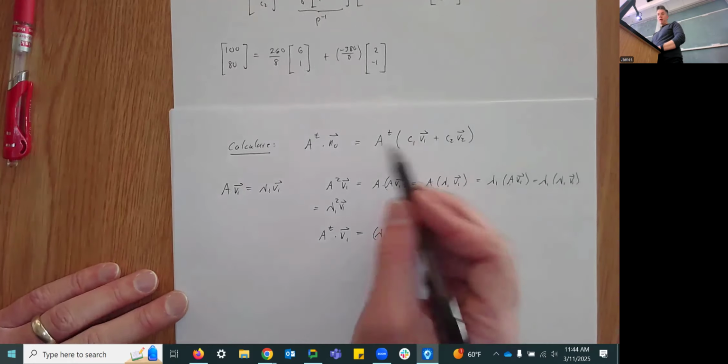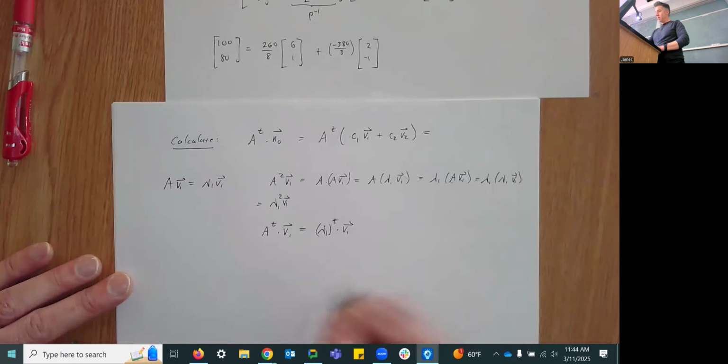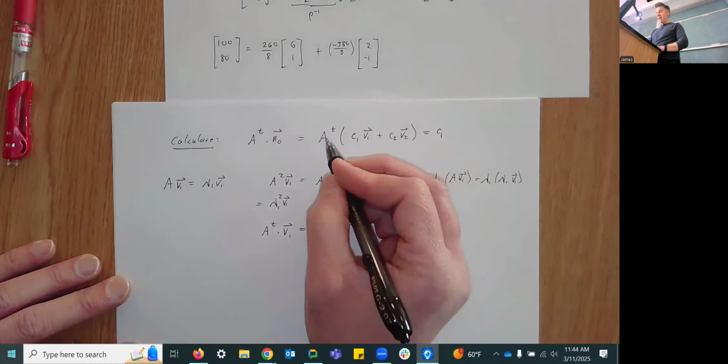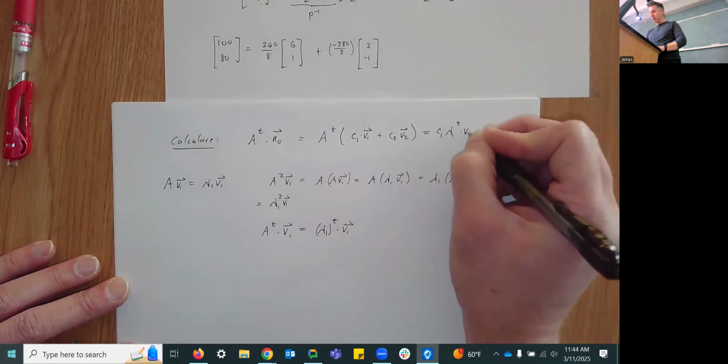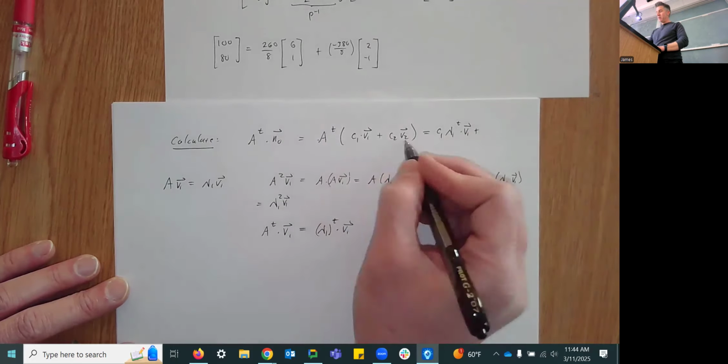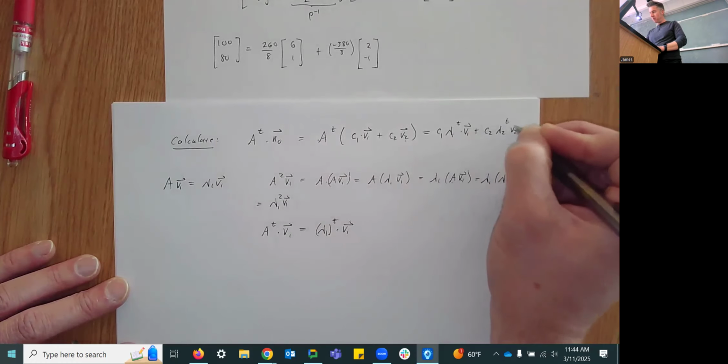So here's what's going to happen here. When you multiply this out, look what happens. We get C1 times A to the t times V1 becomes lambda 1 to the t times V1. And A to the t times V2 becomes lambda 2 to the t times V2.